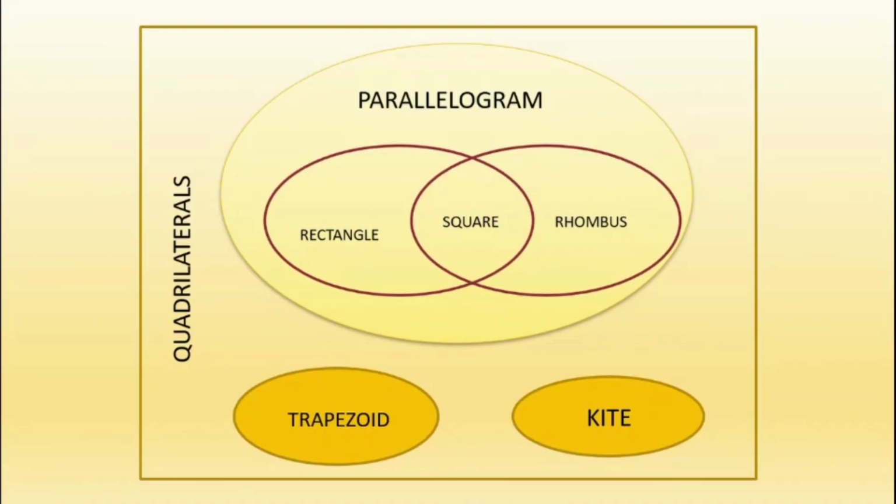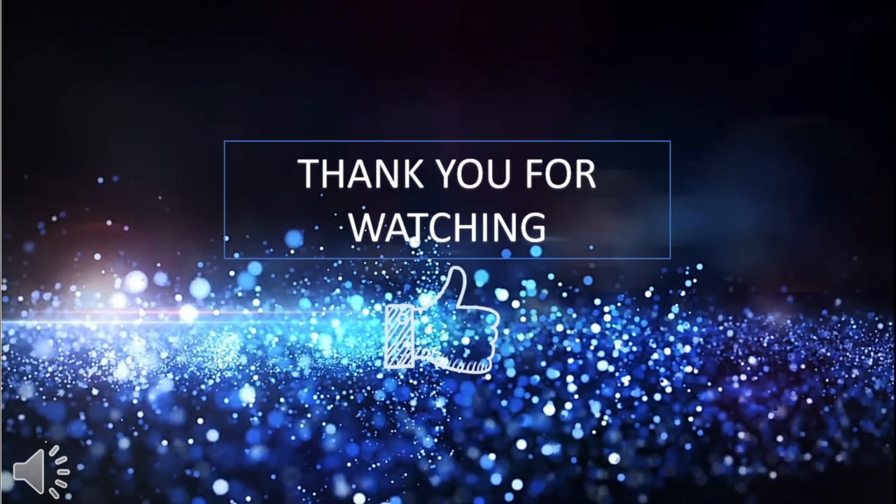Relationships of quadrilaterals. Rectangles, rhombus, and square are all parallelograms. A square is always a rectangle and a type of rhombus. Trapezoids and kites are not parallelograms. A rectangle and rhombus could be a square.